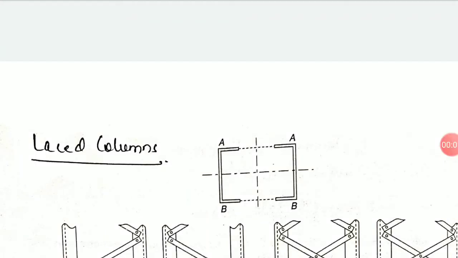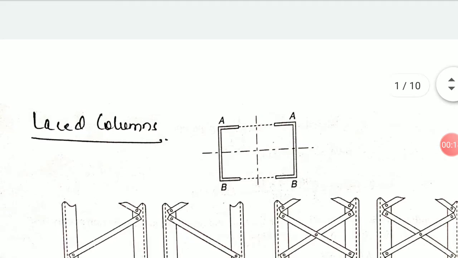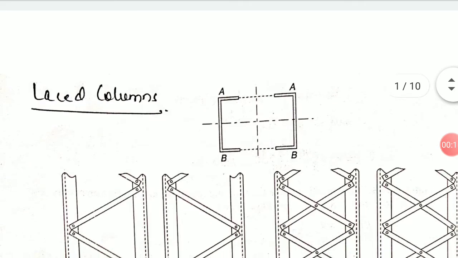Welcome to the fifth session of compression members where we will be discussing the laced column and battened column. This is the last section of the third module, where we will be designing the lacings and battened system for the compression members.